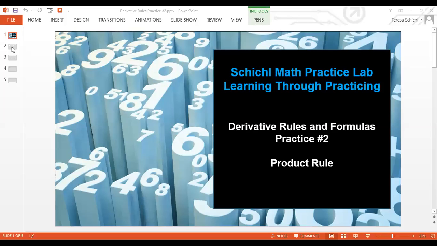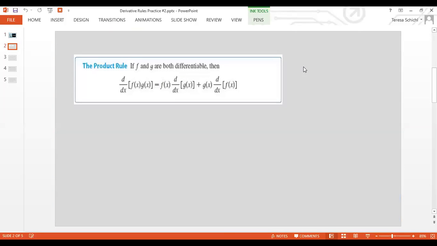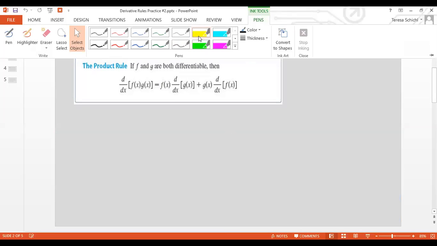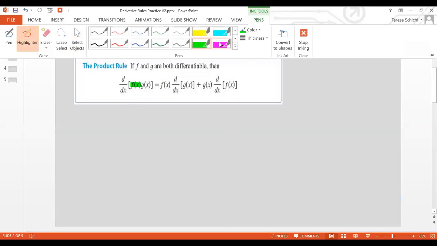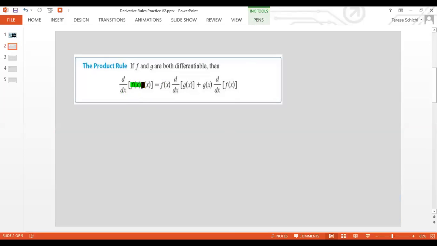Okay, so this is the worksheet here. The first thing we're going to talk about is the product rule. Let's take a look. That means you want to take the derivative of f of x times g of x. Let me color code it: f of x is green, g of x is yellow. So what is the product rule here?